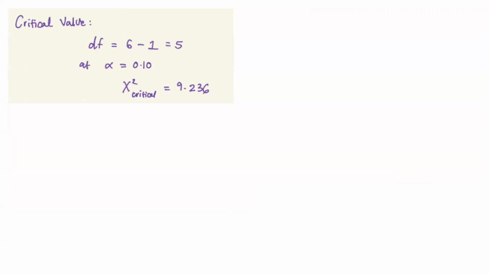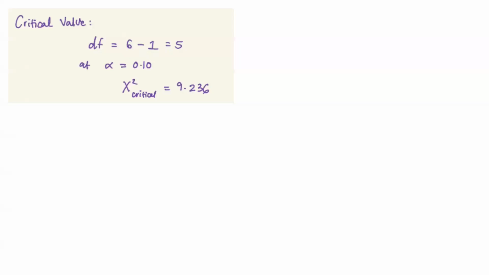Now to calculate our critical value. We're going to take the degrees of freedom, 6 minus 1, where 6 comes from our possible outcomes, and get a degrees of freedom of 5. Remember, our significance level alpha is 0.10. We then, from our chart, get our critical value to be 9.236.